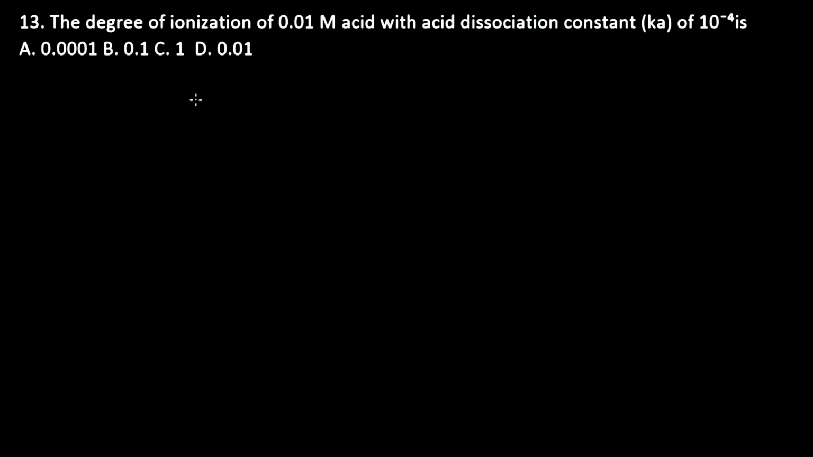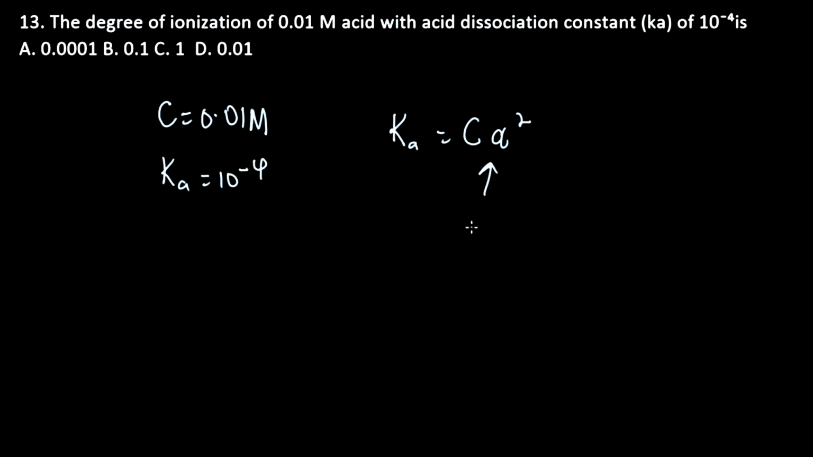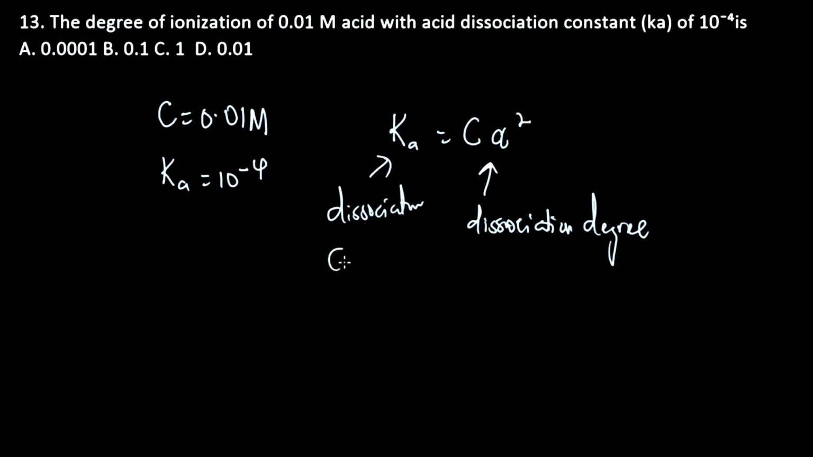So let's look at this question. The degree of ionization of 0.01 molar acid, and the dissociation constant Ka equals 10 raised to power minus 4. We are told to calculate the degree of ionization. So what we need to do is this. We have Ka equals C alpha square. Alpha is the degree of dissociation, which depends on concentration, Ka is the dissociation constant, and C is the concentration.